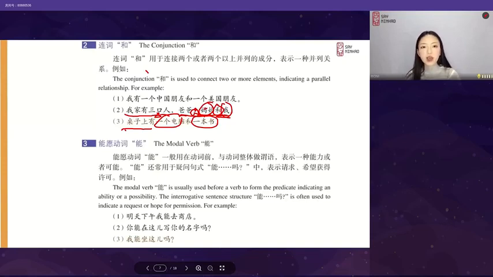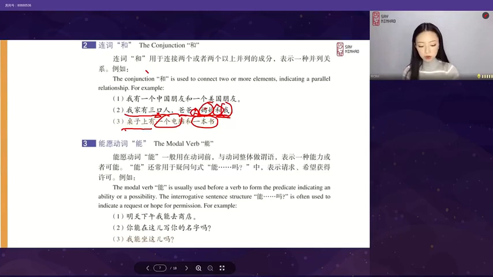So if you say 我爸爸是医生和我妈妈是医生, it's wrong in Chinese, although it is okay in English. For example, my father is a doctor and my mother is a doctor. It's normal, there's nothing wrong with this sentence in English, but in Chinese it's wrong. We will only say 我爸爸和我妈妈是医生. There are two small elements, not sentences. But 我爸爸是医生 is a full sentence, and 我妈妈是医生 is another full sentence. We won't connect these two using 和. This is what we need to pay attention to.